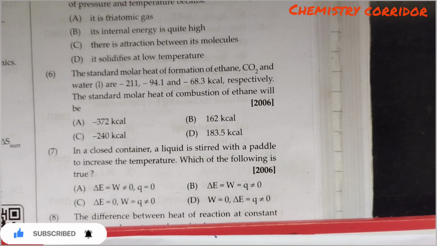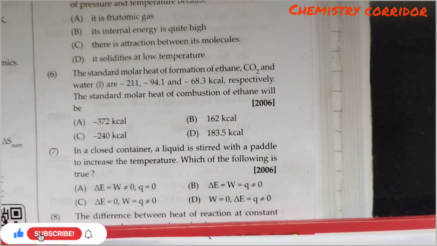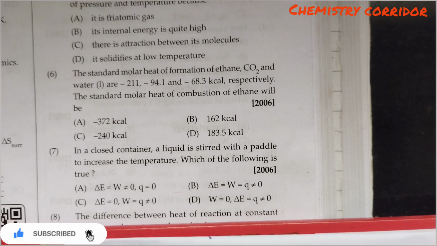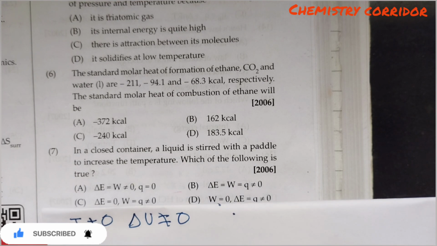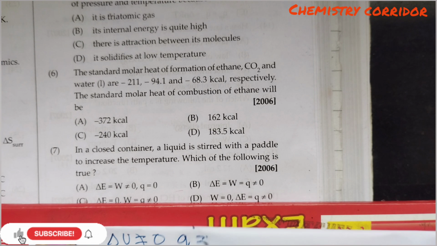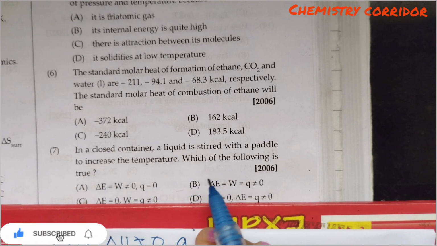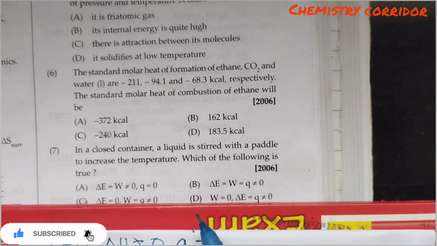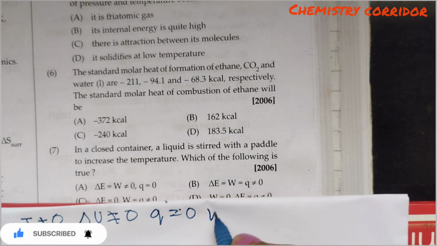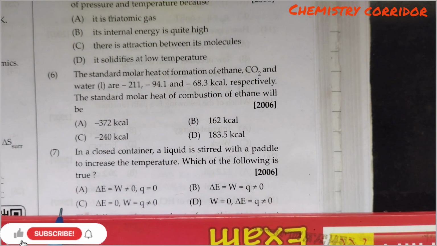In a closed container, if the container is closed and the liquid is stirred, when the liquid is stirred, it means temperature is not equal to zero. When temperature is not equal to zero, it means delta U is also not equal to zero. And when the heat is not supplied inside, it means Q is equal to zero. And when a stirrer is used to carry out the reaction, some work is done and therefore W is not equal to zero. So, according to this, the answer will be first option.